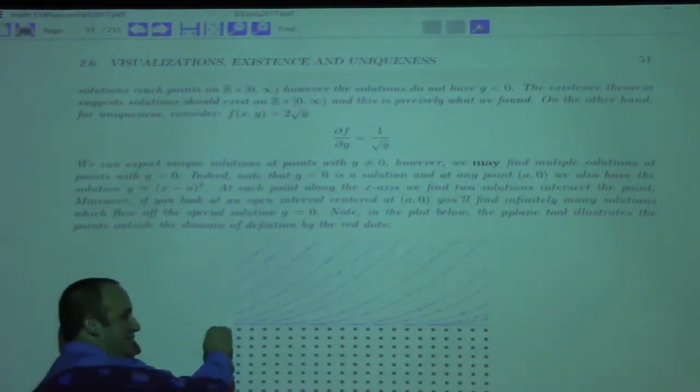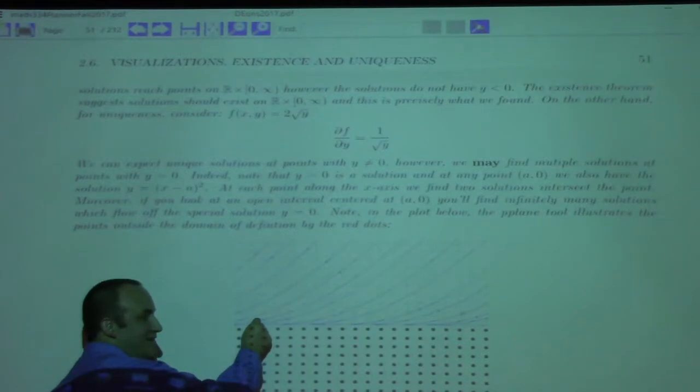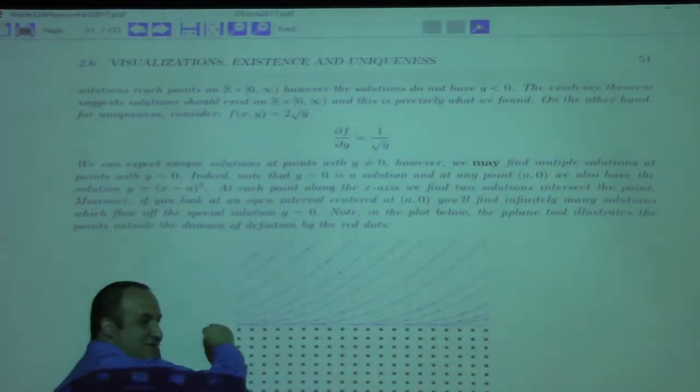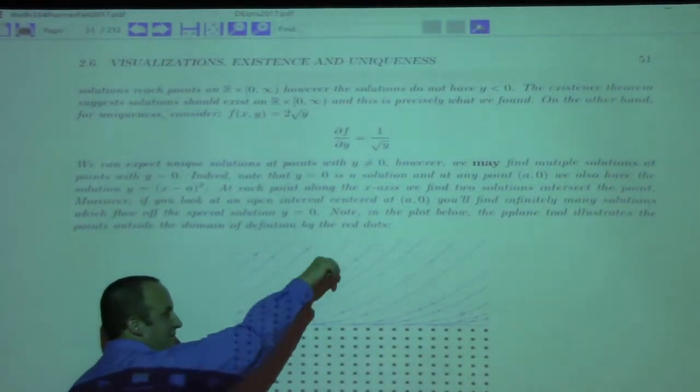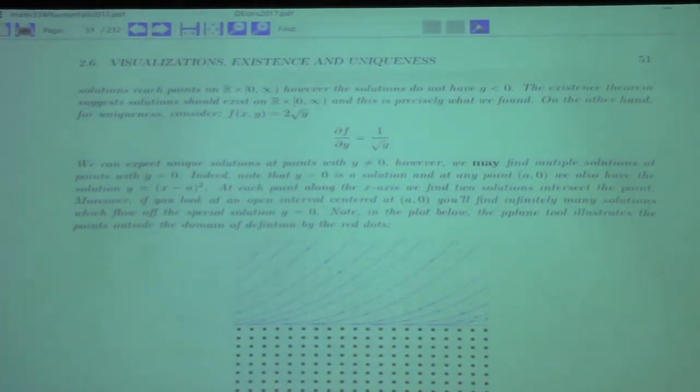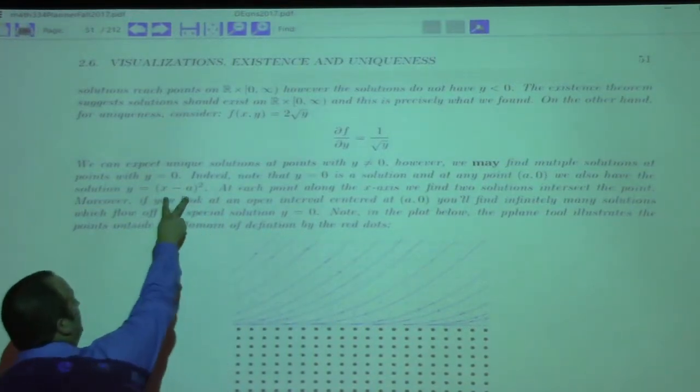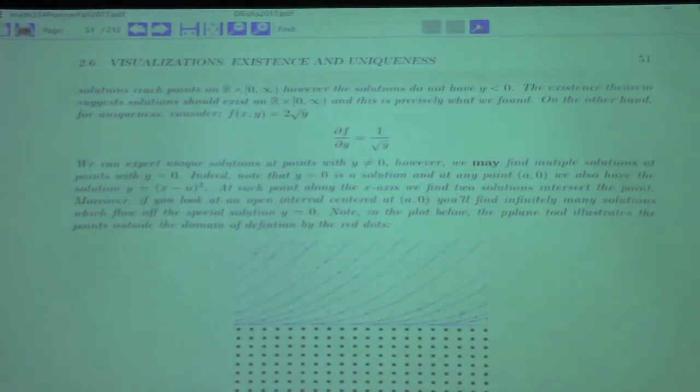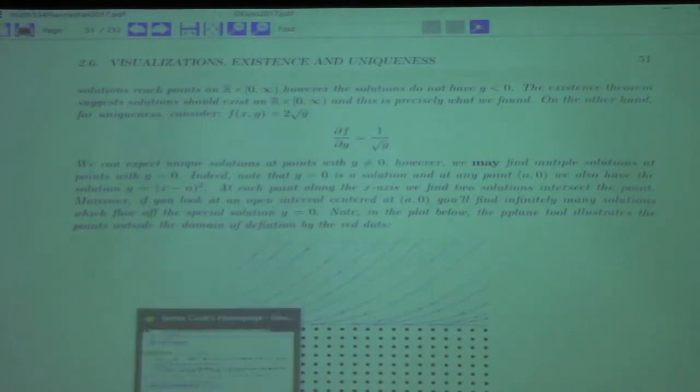But you can see what's going on here. Pick any point here, there's always the y equals 0 solution, and there's another one that lifts off. There are these parabolic solutions, these guys. But that's not most often the case; we usually have a unique solution through each point. If you go back and study the geometry of the problems we've looked at today, you'll find very, very beautiful pictures.